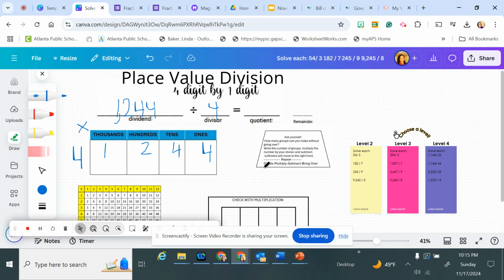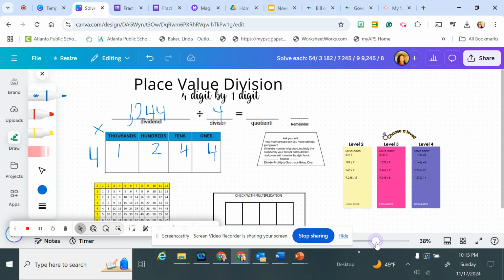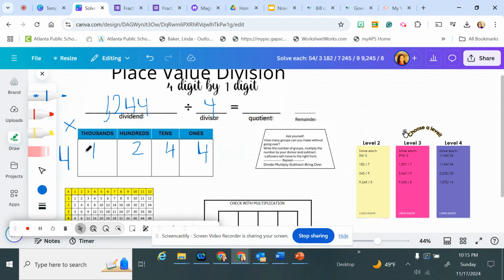So the step that I'm asking myself is, I'm going to zoom in a little bit, how many groups can you make without going over? How many groups of 4 can I make out of each one of these without going over? So I'm asking myself, how many 4s can I get out of 1? 0. So I'm going to put a 0 here. Whatever I put up here, I have to multiply by my divisor. So 4 times 0 gives me 0.